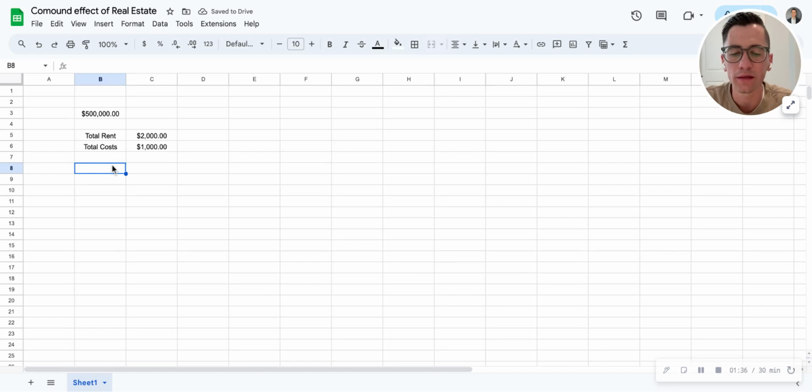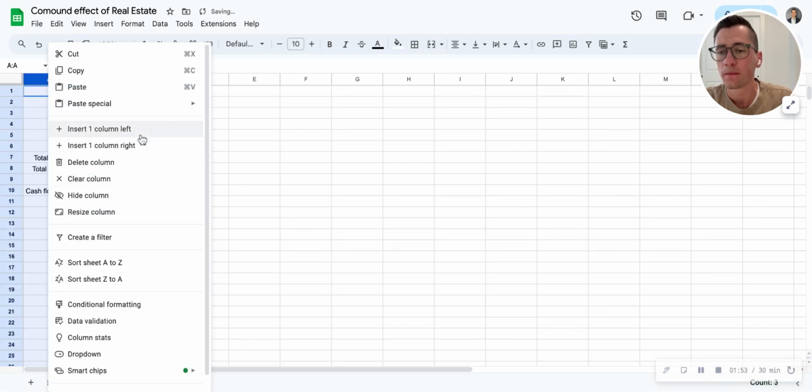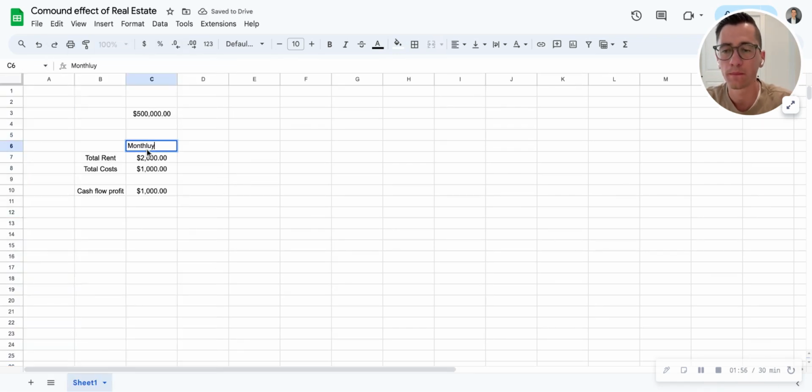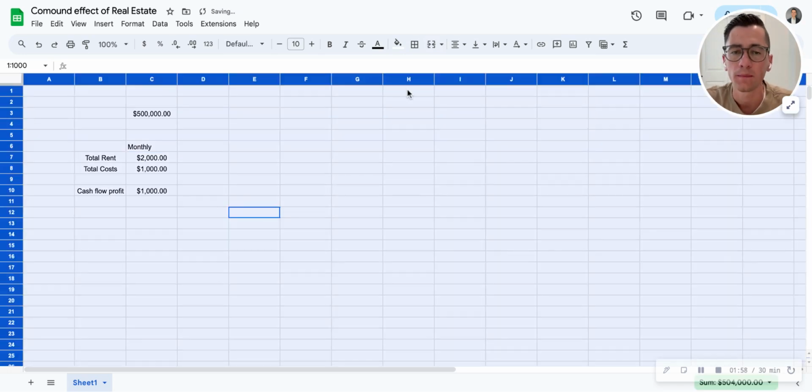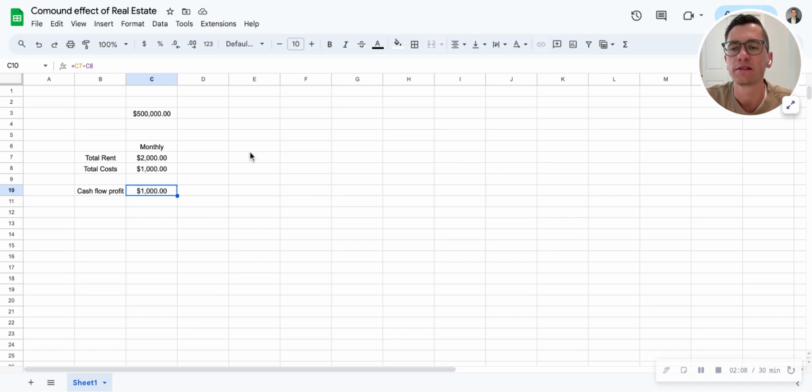So your profit, or your cash flow, is the difference of those two. So pretty simple, $1,000 a month. Okay, so that's monthly, and we can show this here. That's your first way that you make money in real estate, right? You have your monthly cash flow. So I'll just type this up, monthly cash flow.